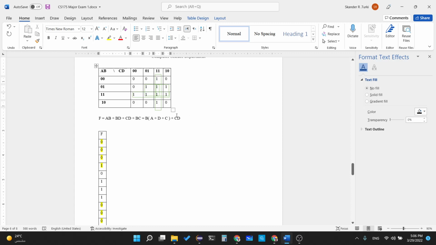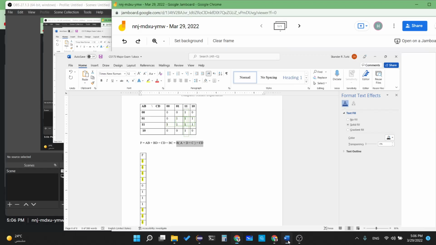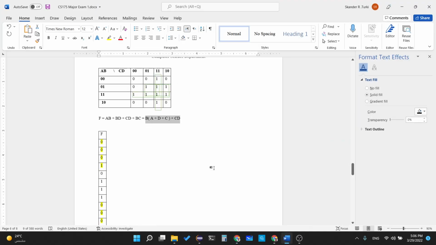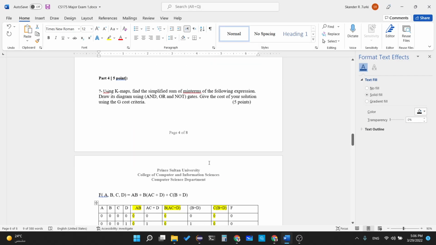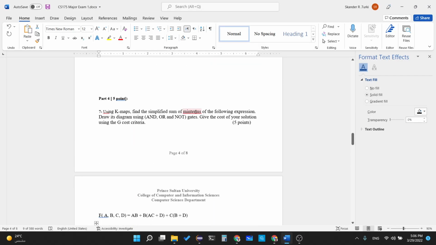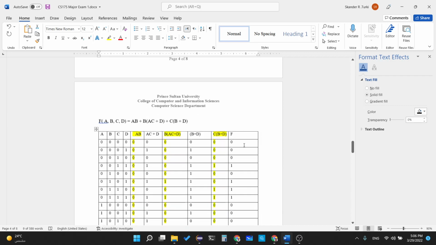So that's the function. And then, what does it say? What's the question then? Oh, it's here. The question says draw the diagram using AND, OR and NOT gates. Give the cost of your solution using the G cost criteria.